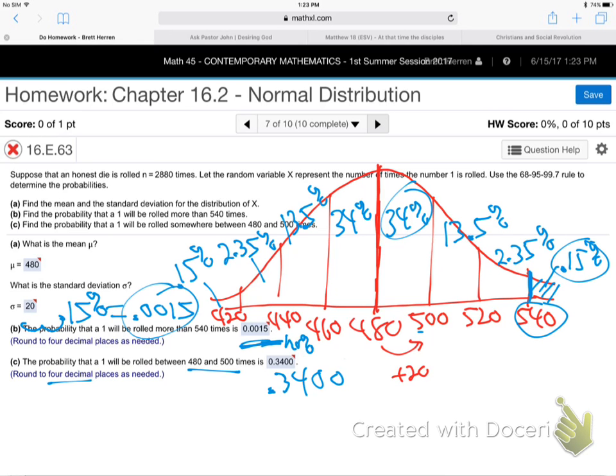Questions on that? So what that means is, if you're rolling a die, and somebody says, "Yeah, I rolled it 2,880 times, and I got 1,000 ones, like almost half the time." No way. Look at this. The chance you're going to get more than 540 is only 0.15, less than 1% of the time. No way you're going to get 1,000 ones. I mean, just no way that's going to happen, right?